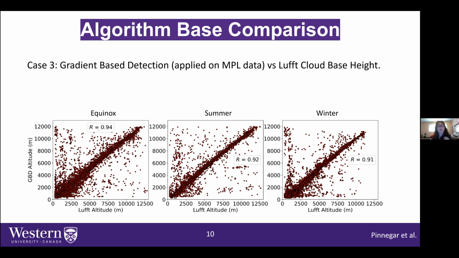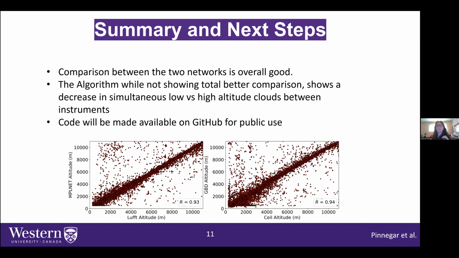So when applying the gradient based to the MPL data and then comparing it to the lidar data, we actually have a very minimal increase in our values, our statistical relevance, as well as minimization of that population. So we're hoping that this can be used in summary as a bridge to help, when doing climatological surveys, to eliminate what is a high possibility of having it be an aerosol.